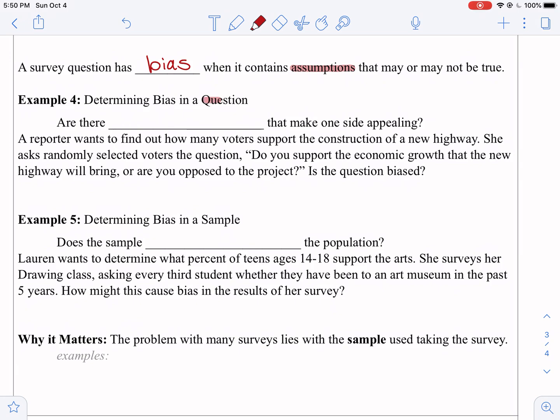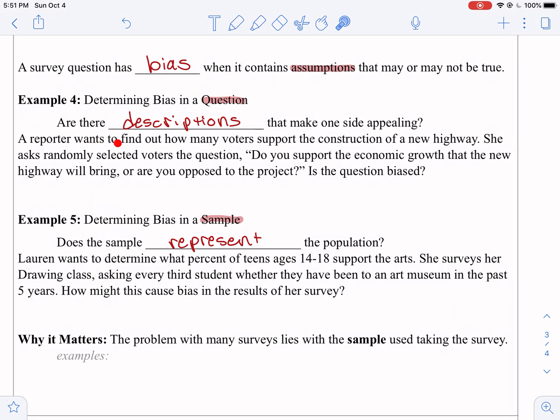First, we need to look for bias in a question. Basically, are there any descriptions in your question that are veering people towards one way or the other? And then in a sample, which is what we looked at with the grocery store thing, you need to make sure that your sample represents the population. So let's look at our question first.